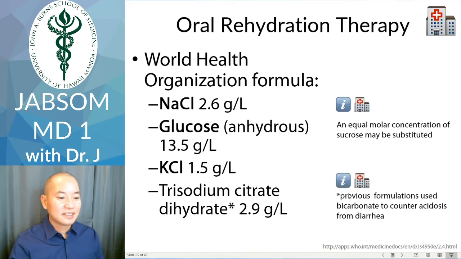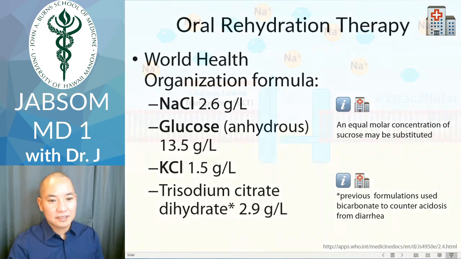Maybe eat a banana. Previous formulations also used bicarbonate. Sodium bicarbonate is baking soda, which you have in your pantry. So if you're having acidosis due to the diarrhea, you can counteract that acidosis by adding an equal molar concentration of bicarbonate. So we explained the sodium chloride, the potassium chloride, and also the trisodium citrate, which acts as a base to counteract the acidification.